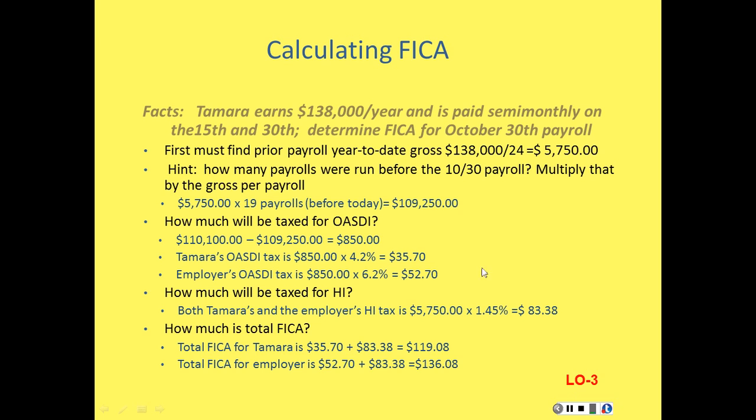Let's do a couple calculations of FICA. Tamara earns $138,000 a year, paid semi-monthly. These are the dates. Determine FICA for the October 30th payroll. Now, this is a bit of a puzzle. In the real world, you would have year-to-date information. You would see what's been paid in, but they're asking us to figure it out because we should be able to do that. So first, we must find the prior payroll year-to-date. They won't tell us, but we can figure it out.